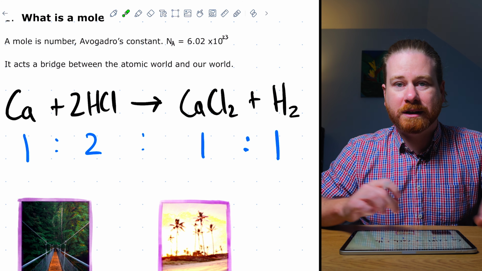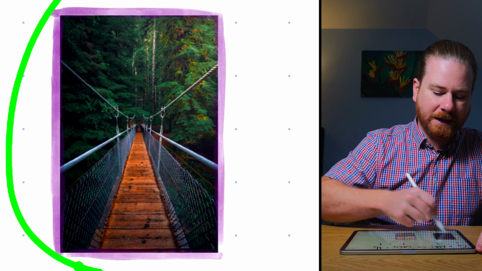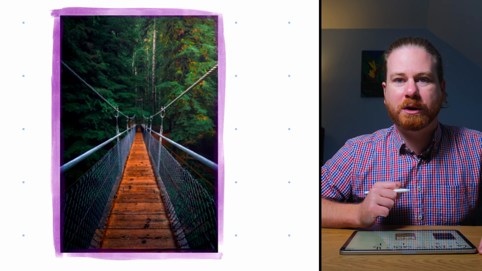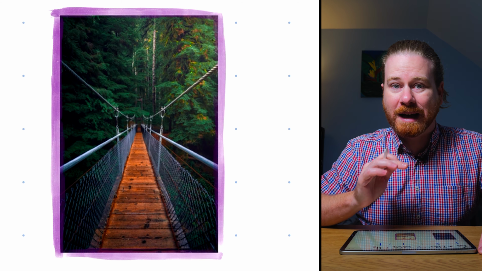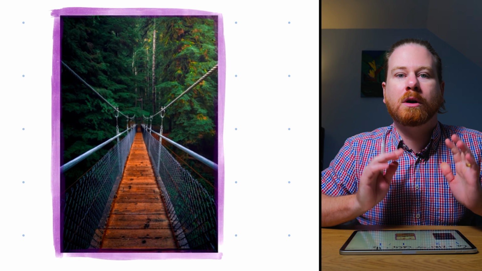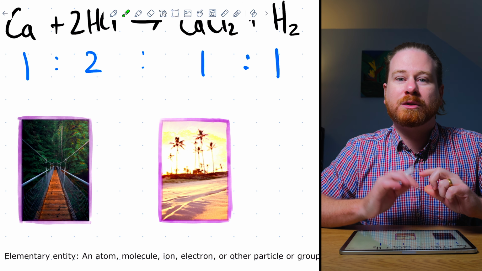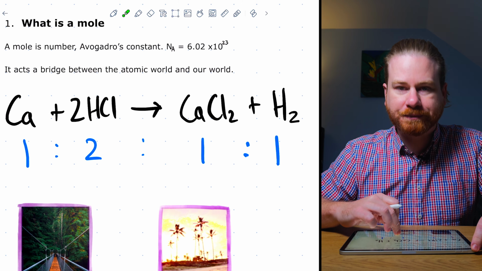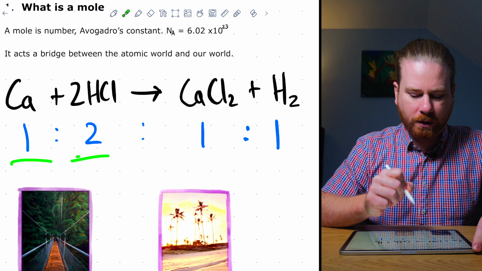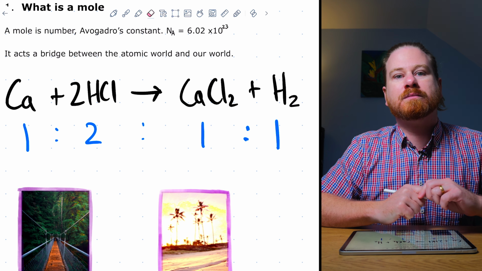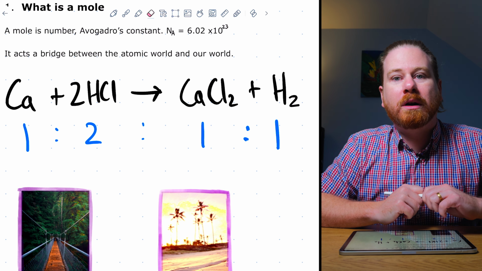So what the mole does is it acts as a bridge. So this is why we've got the bridge here. It acts as a bridge between the impossibly small world of the atoms and the normal size world where things make sense and we can make some measurements. So what the equation is really saying is that 1 mole of calcium reacts with 2 moles of the acid. But this is all well and good, but what is a mole?